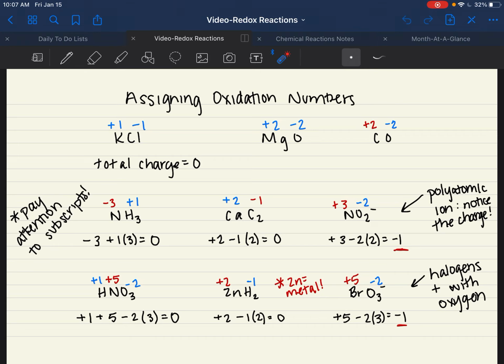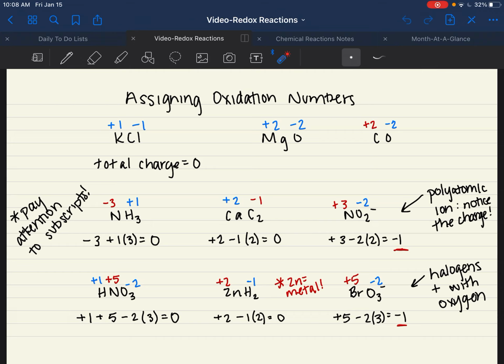Our next couple of examples, I want to make sure that you are paying attention to those subscripts. So notice here, when it says NH3, that tells us we have 1 nitrogen, but we have 3 hydrogens. Hydrogen likes to have a +1 charge whenever it's paired with a nonmetal. Because there's 3 hydrogens, they each have a +1 for an oxidation number. So +1 times 3 would be equal to +3. In order to balance that out, since this is neutral, we know that nitrogen has to have a -3. So notice that -3 + 1 times those 3, there's that subscript, will equal 0.